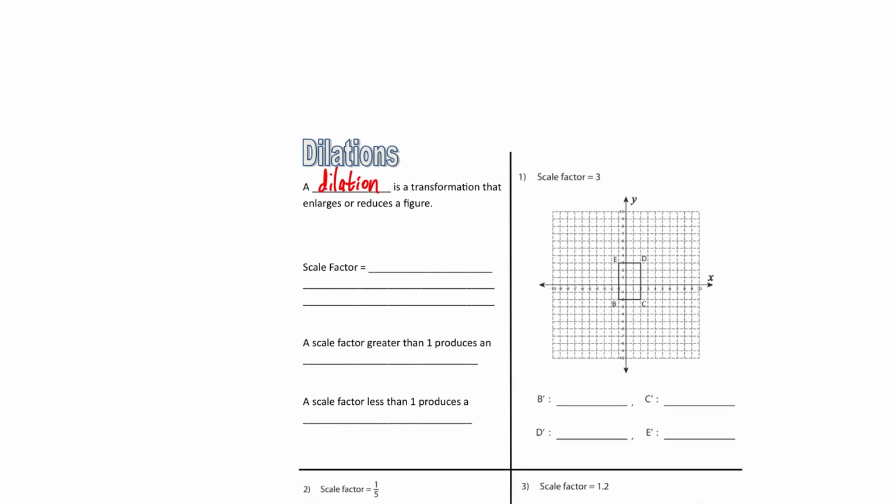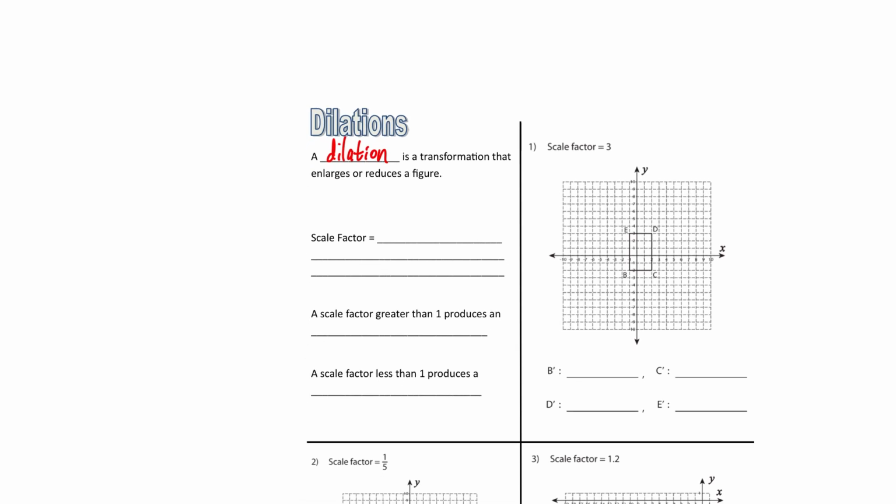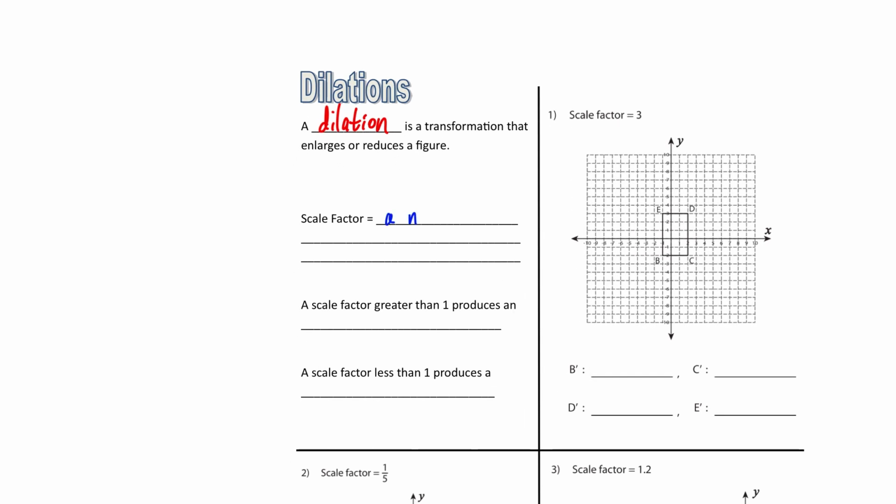So in a dilation, we use a scale factor. Okay? We use a scale factor. So a scale factor is a number multiplied to change the size of a figure. Okay, a scale factor is a number multiplied to change the size of a figure.